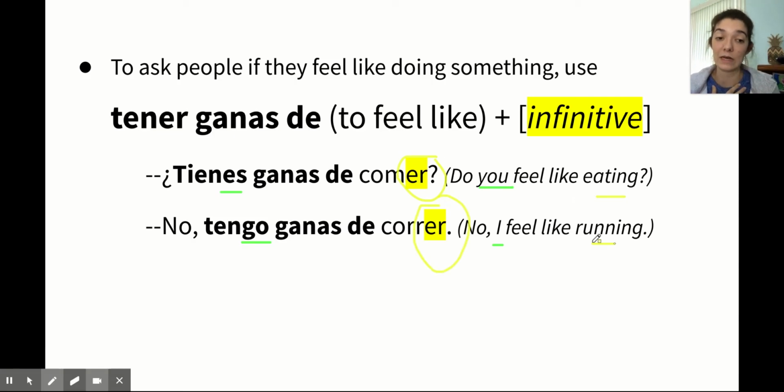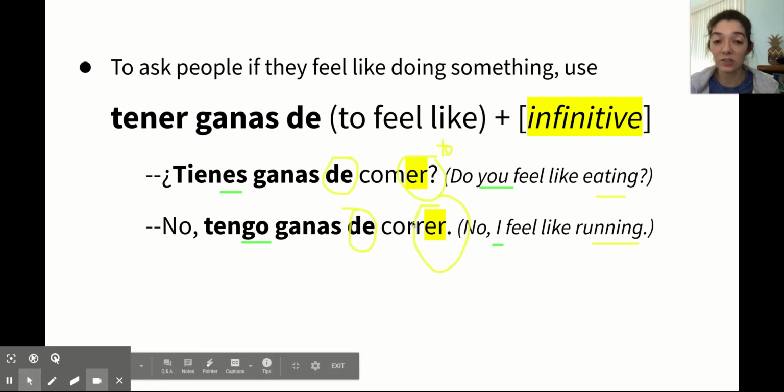Eating, running. Literally, these do mean to eat, to run. But in this case, because it's coming after this word, the preposition de, do you feel like, do you have the desire to, to eat, to run, etc. So it's always going to follow up with an infinitive here. Do you feel like eating? No, I feel like running.